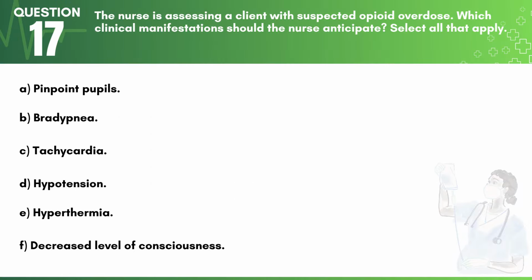Question 17. The nurse is assessing a client with suspected opioid overdose. Which clinical manifestations should the nurse anticipate? Select all that apply. A. Pinpoint pupils. B. Bradypnea. C. Tachycardia. D. Hypotension. E. Hyperthermia. F. Decreased level of consciousness.